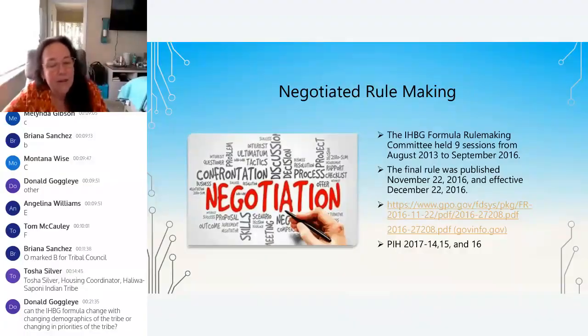So can the IHBG formula change without changing demographics of the tribe or changing priorities in the tribe? I'm going to ask you, Donald, to wait until we get into that section. Yes, different things can cause a change in your formula, and the best people to speak to that is First Pick. First Pick is the people that are in charge of the formula, and they are experts in that field. They will give you a phone number, I'll give you an email, and you can reach out to them and they will explain all of that to you.